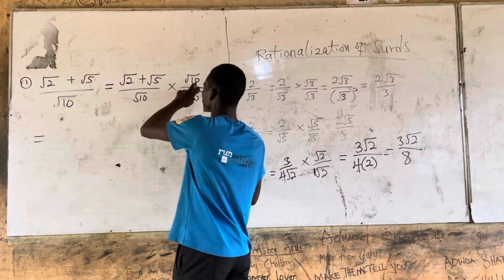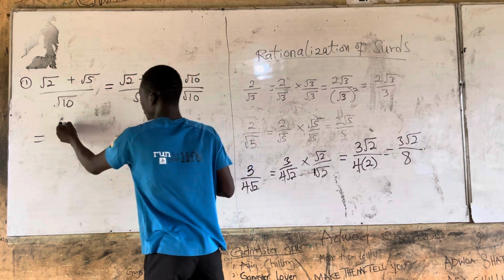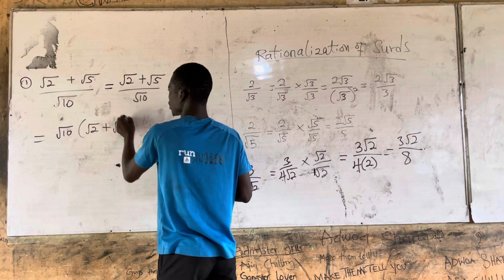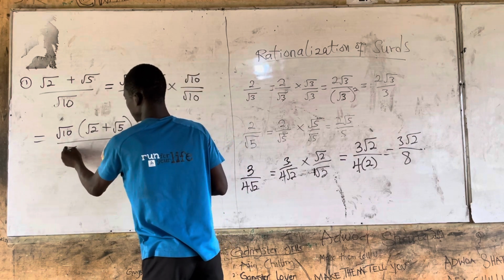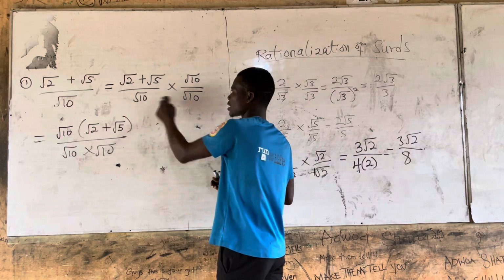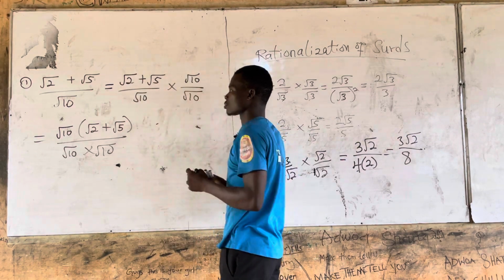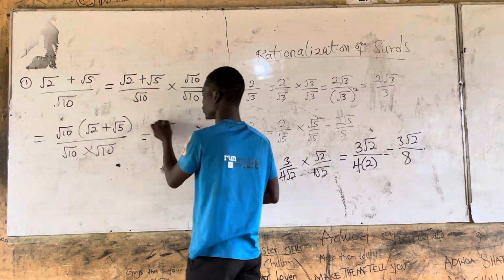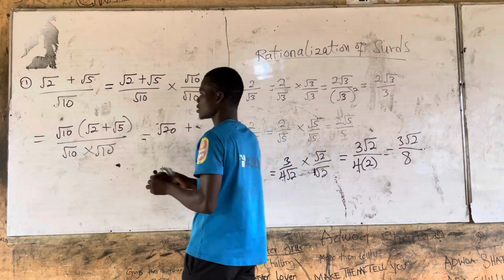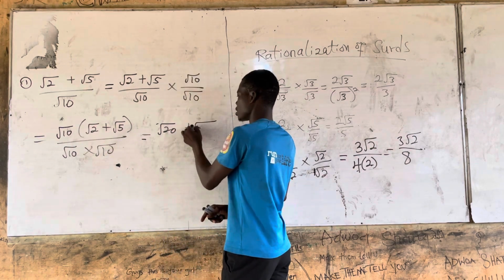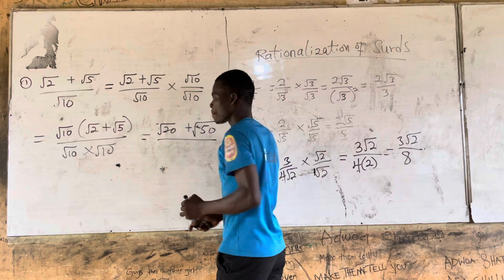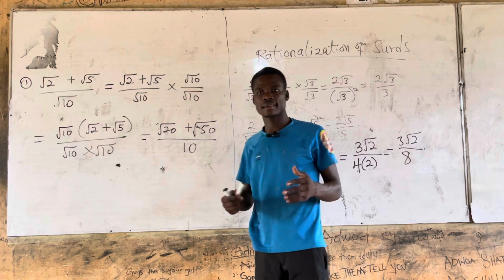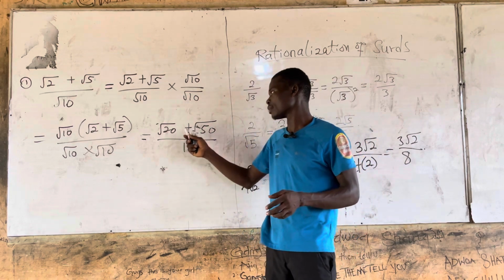So now we have root 10 multiplying all the numerators here. We have root 10 times root 2 plus root 5 all over root 10 times root 10. So which is equal to root 10 by root 2 is root 20, plus root 10 by root 5 is root 50, all over root 10 by root 10 is what? 10. That's over 10. So now you see that you have root 20 plus root 50.